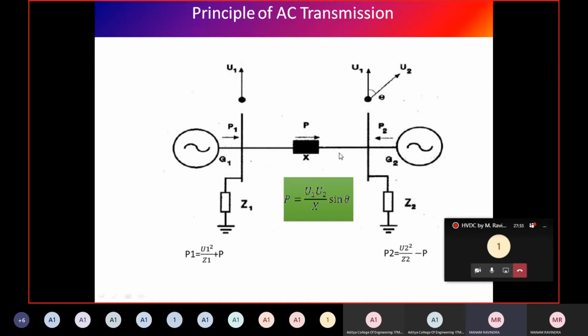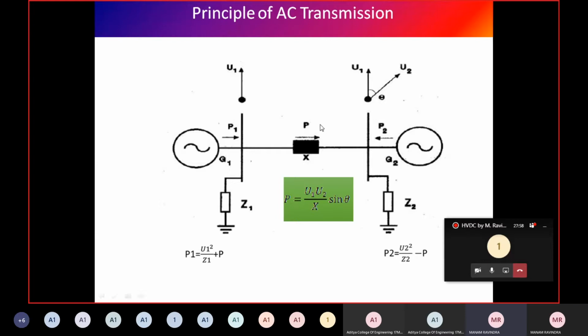So now what we are going to do is, in case of the DC transmission system, it does not depend upon any reactance values or any of these parameters. So it is possible for the DC transmission system to send a large power over long distances.